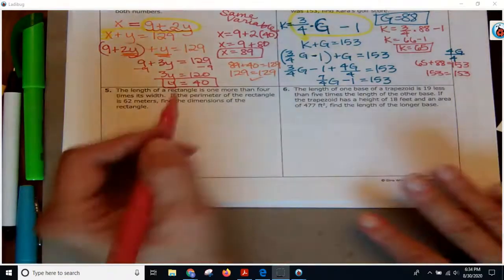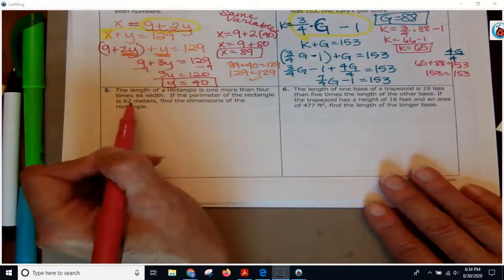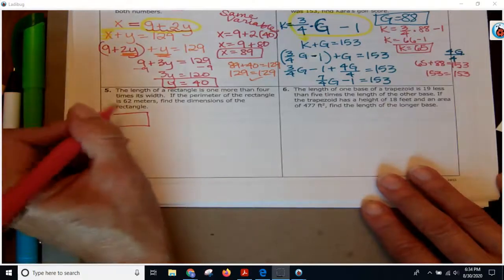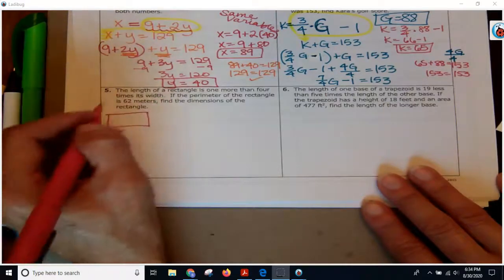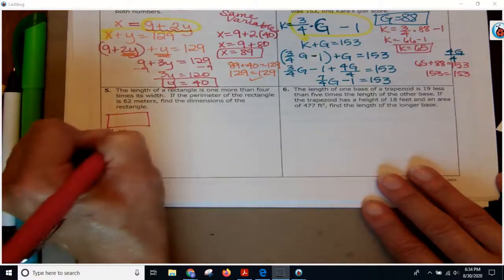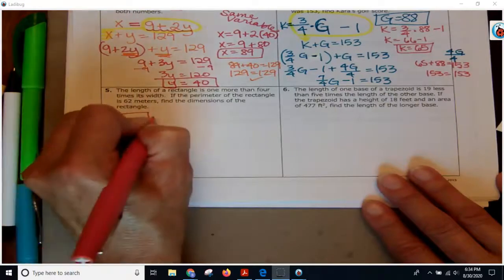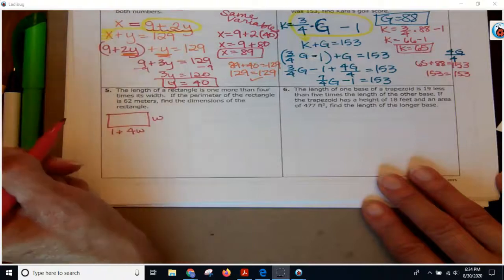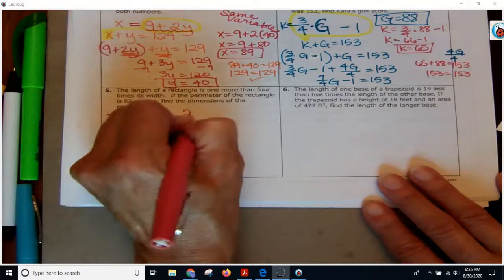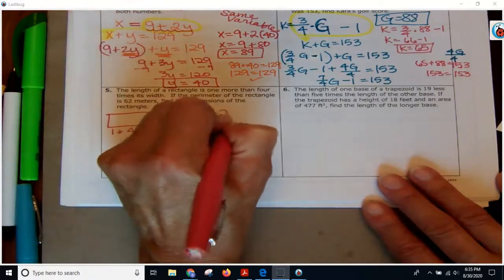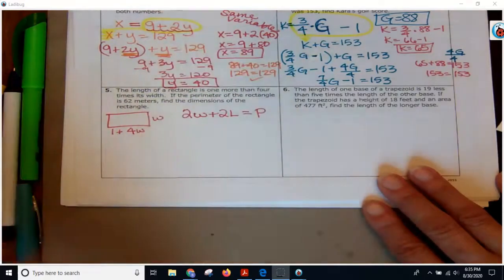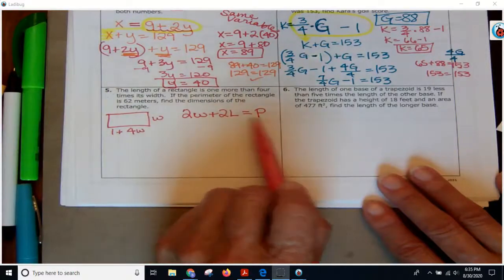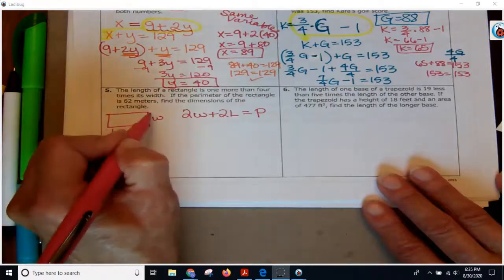Then we've got a rectangle is 1 more than 4 times its width. So I'm going to draw a rectangle. Draw a picture. It makes it so much easier. So the length of a rectangle is 1 more, so 1 plus 4 times the width. So the width is just the width. If the perimeter of the rectangle is 62 meters, find the dimensions. Well, in order to solve this, you need to know that 2 times W plus 2 times the length equals the perimeter. You need to know the formula for perimeter. Two widths and two lengths is the perimeter. So you're just adding up all the sides.